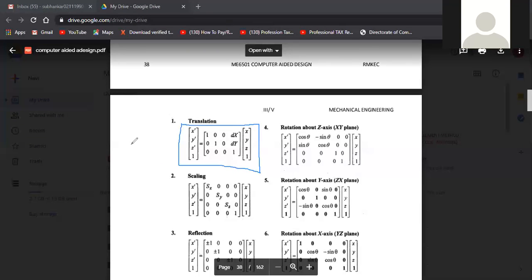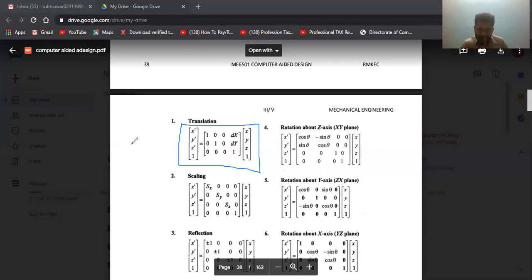So it's translating in three directions. First of all, tell me what is this x dash, y dash, z dash? It's a new position, a new coordinate point of a 3D figure. The column matrix x dash, y dash, z dash is equal to 1, 0, 0, dx; 0, 1, 0, dy; 0, 0, 0, 1.